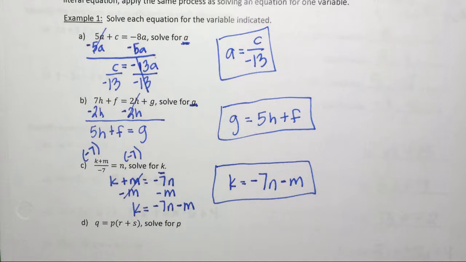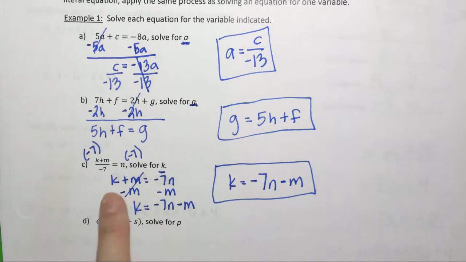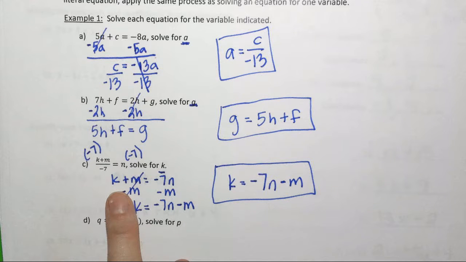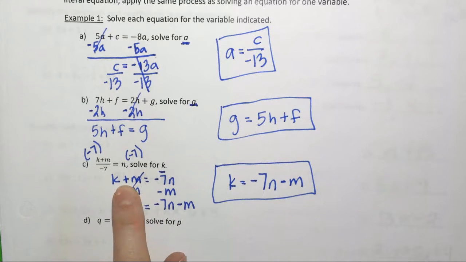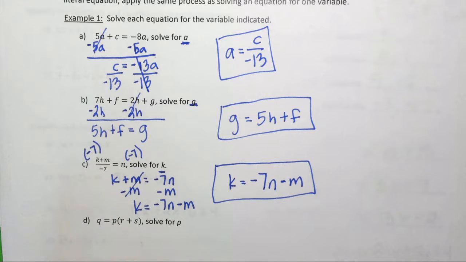Well, you're not finished until this k is by itself on one side of the equal sign. So in this step right here, we still had a plus m on the left side. So I've got to get rid of that plus m so the k is completely by itself.